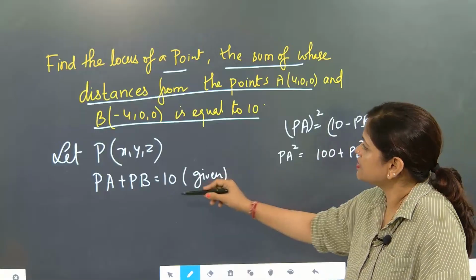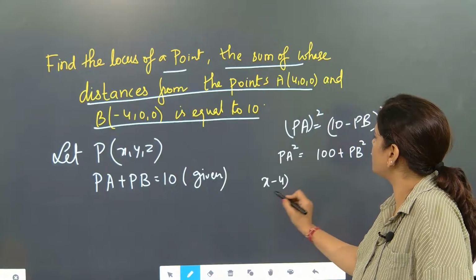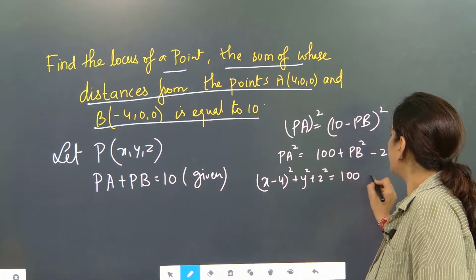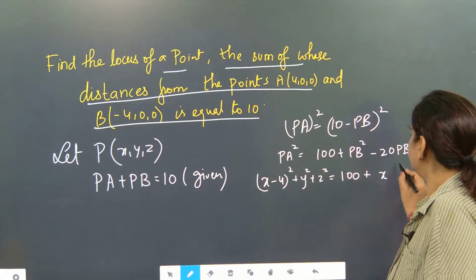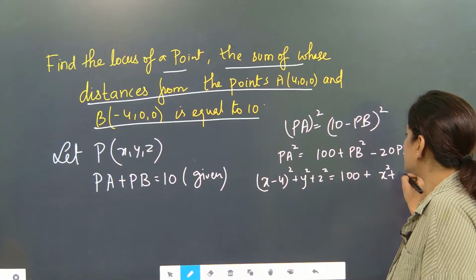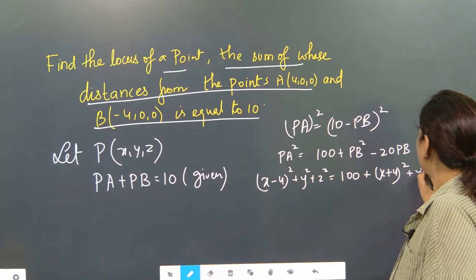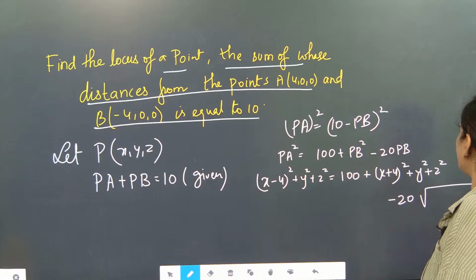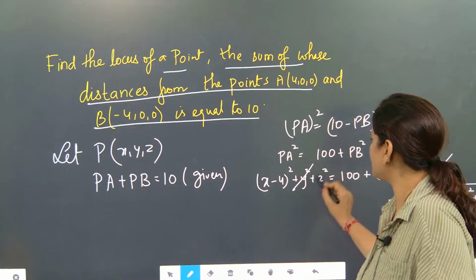PA square will be coming as x minus a part. A part is 4, 0, 0. So it will become x minus 4 whole square plus y square plus z square equal to 100 plus PB square. PB will become x plus 4 whole square plus y square plus z square, minus 20 PB. 20 PB will become 20 root under x plus 4 whole square plus y square plus z square. So here y square plus z square cancel.